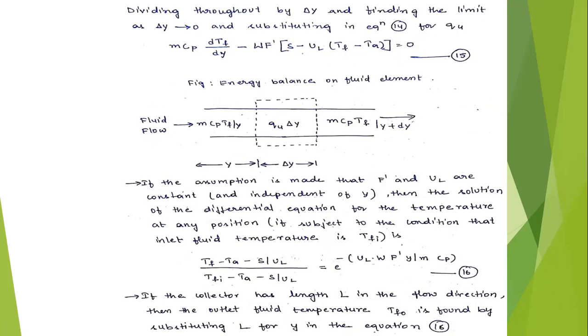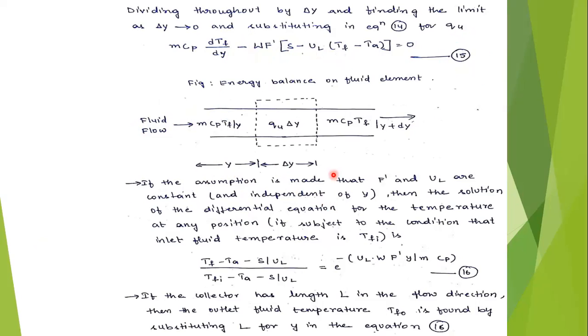it becomes m Cp dTf by dy minus W F dash [S minus UL (Tf minus Ta)] is equal to 0. This is the 15th equation, and these are the terms discussed before, for fluid flowing over a length Y with cross section delta Y.